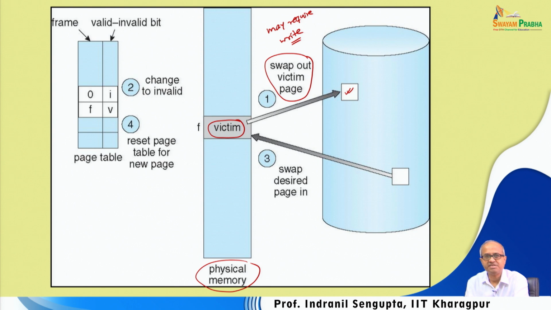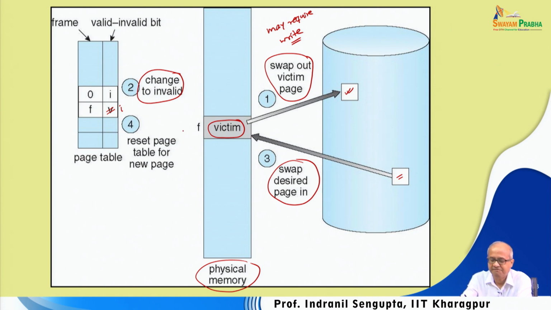Then whatever is the requested page, you bring it from the memory. But before that, as soon as you swap it out, mark the corresponding page as invalid. This was V, so this V will immediately become invalid. That page is no longer there. Next, you bring the requested page, that is step 3, swap in, swap the desired page into memory. So, you have already made space in frame number F. So, in the same frame number you bring this new page.